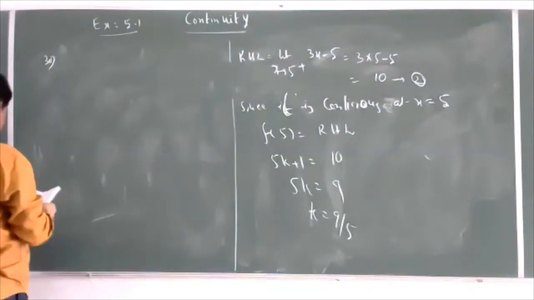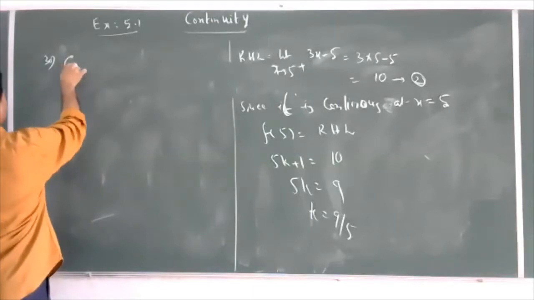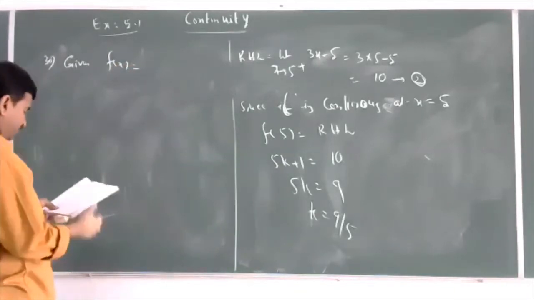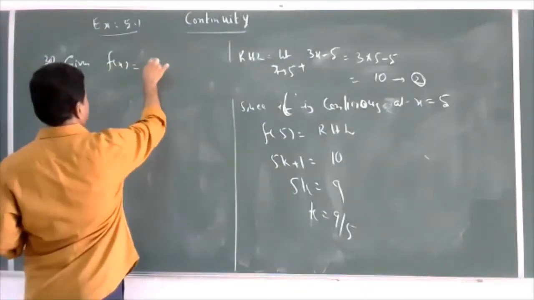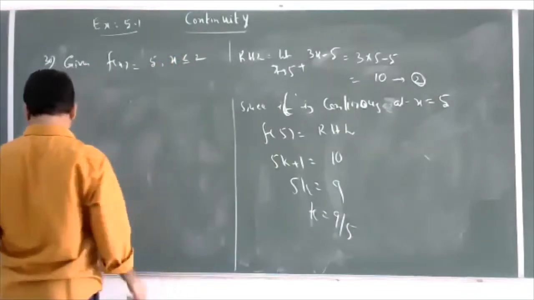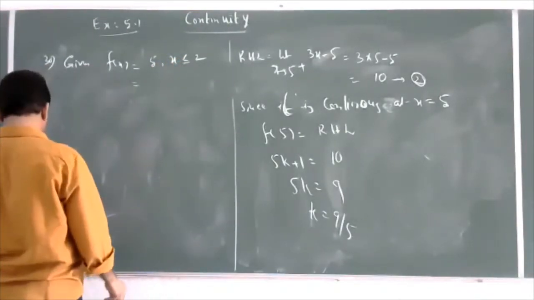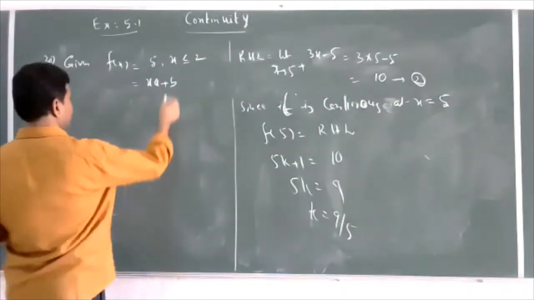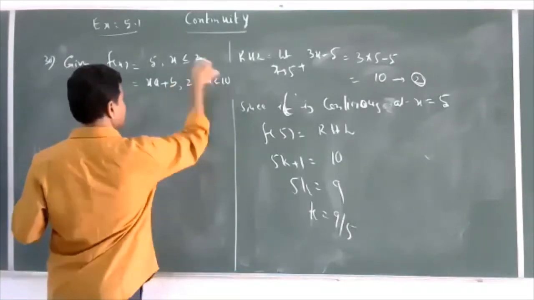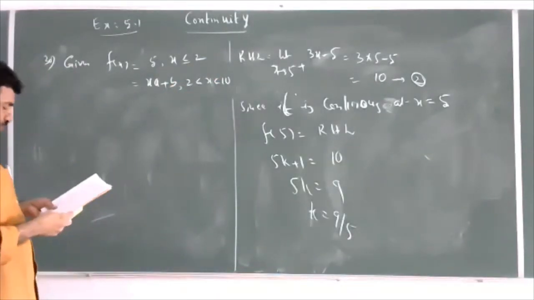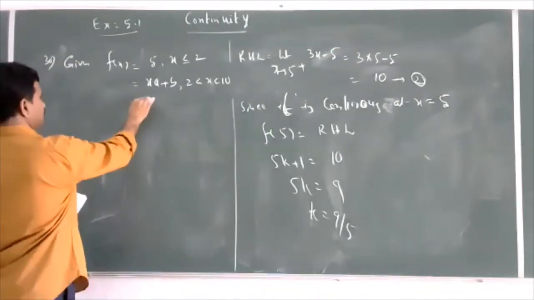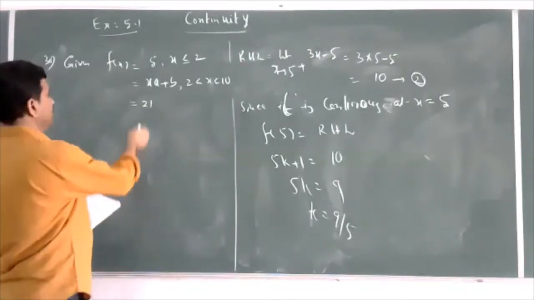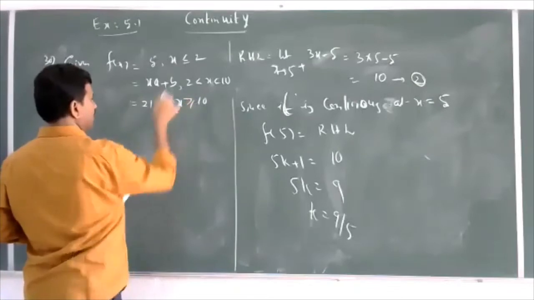See the 30th problem. Given f of x is equal to, how it is defined, note down first. Given f of x is equal to 5 when x is less than or equal to 2. This is equal to xa plus b if 2 less than x less than 10. This is equal to 21 when x value is greater than or equal to 10.